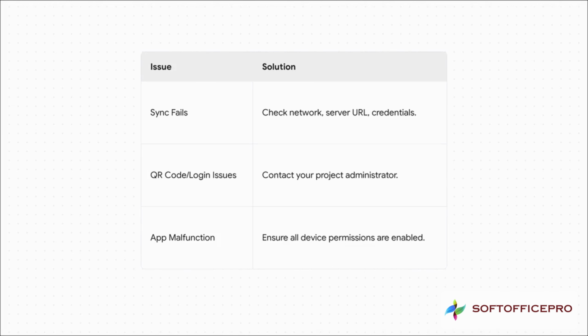Of course, sometimes things go wrong. If you do hit a snag, here are the first things to check. If your sync is failing, 9 times out of 10, it's a network issue. So check your Wi-Fi or cell signal first. If the app itself is acting funny, the very first thing to do is double-check that you've given it all the permissions it needs in your phone's settings. And for anything else, especially issues with QR codes or logging in, don't hesitate, just contact your project administrator right away. They're there to help.